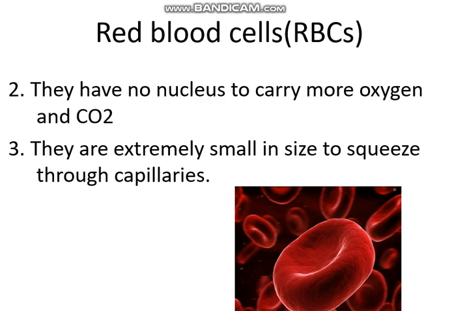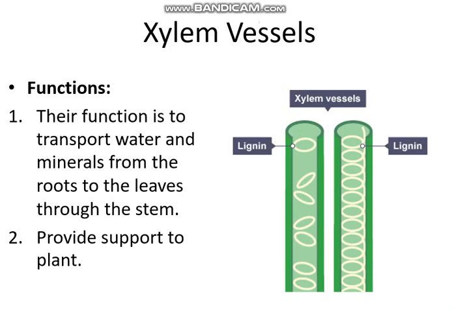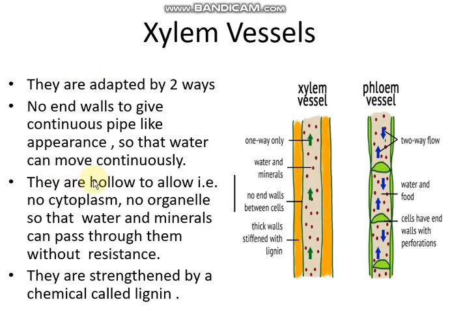Now moving on to the next specialized structure, which is the xylem vessel, and we will stick to the pattern. First we will write the function, which is: the function of xylem vessel is to transport water and minerals from roots to the leaf, and they also provide support. Now this is the function. What are the adaptations which are helping to carry out these functions? The adaptations are that they have no end walls. Why do they have no end walls?